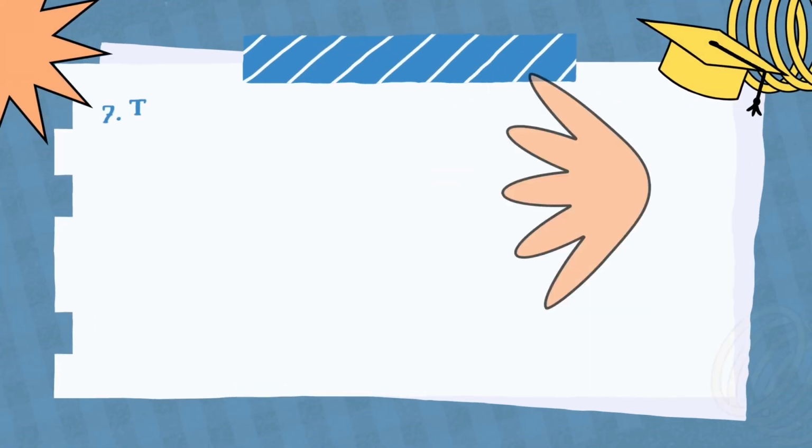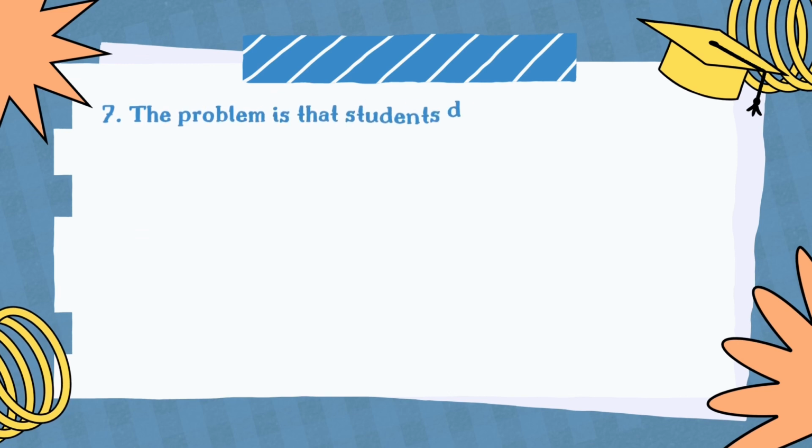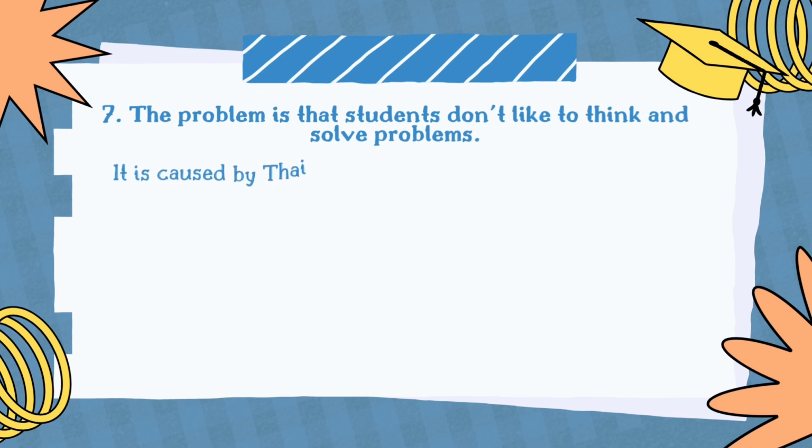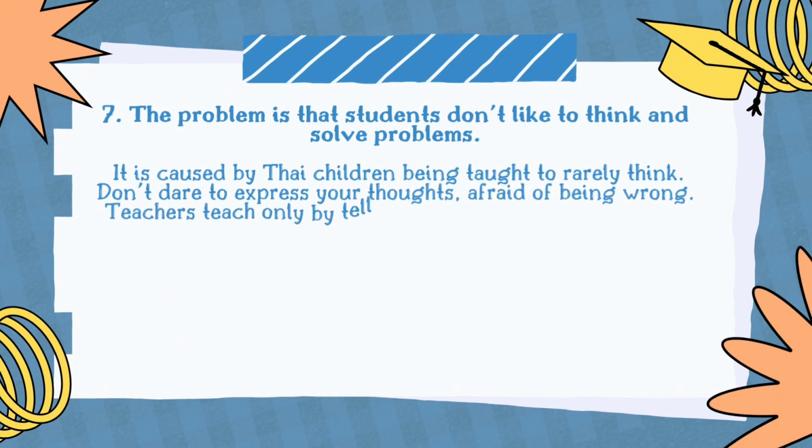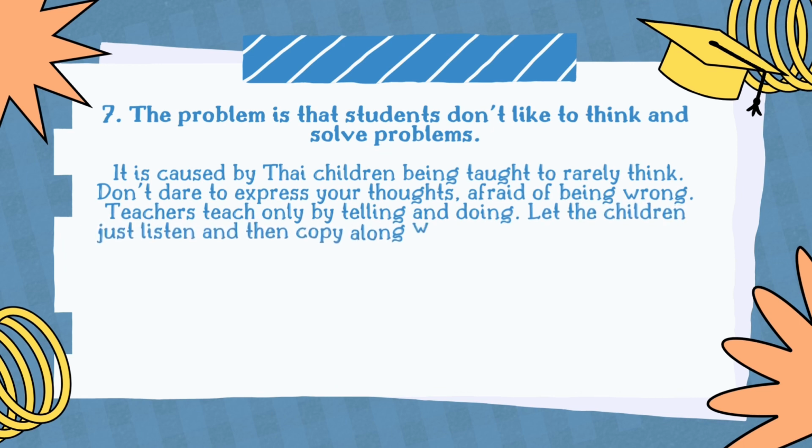7. The problem is that students don't like to think and solve problems. It is caused by Thai children being taught to rarely think. Don't dare to express your thoughts, afraid of being wrong. Teachers teach only by telling and doing. Let the children just listen and then copy along without wanting to think.